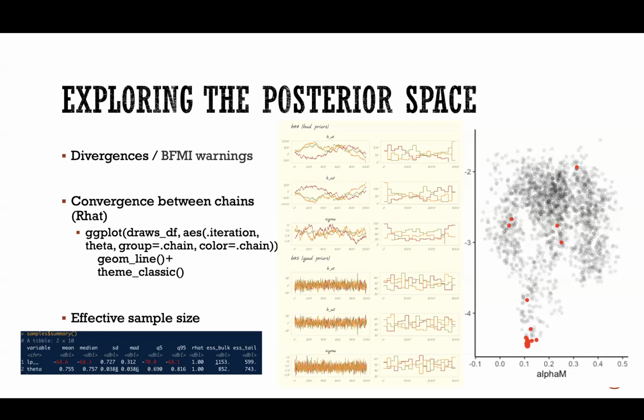Yes? Can a sample be both in the bulk and the tail? Or are they summing to the number of samples?